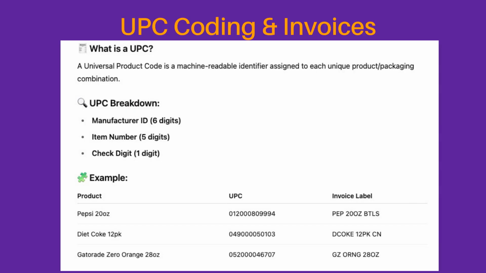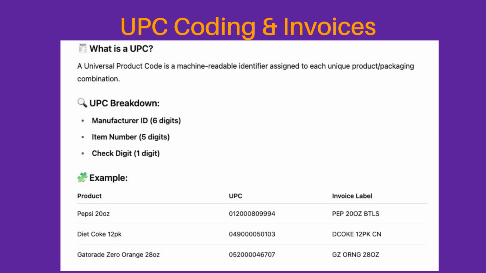Keep in mind, every product sold in a store, including beverages like Coke and Pepsi, has a unique barcode called a UPC, or Universal Product Code. This barcode is what the cashier scans at checkout, and it tells the system exactly what product is being sold, including the brand, flavor, size, and packaging. Behind the scenes, these UPCs are also used in invoices sent by vendors to make sure the store is being charged for the correct items.